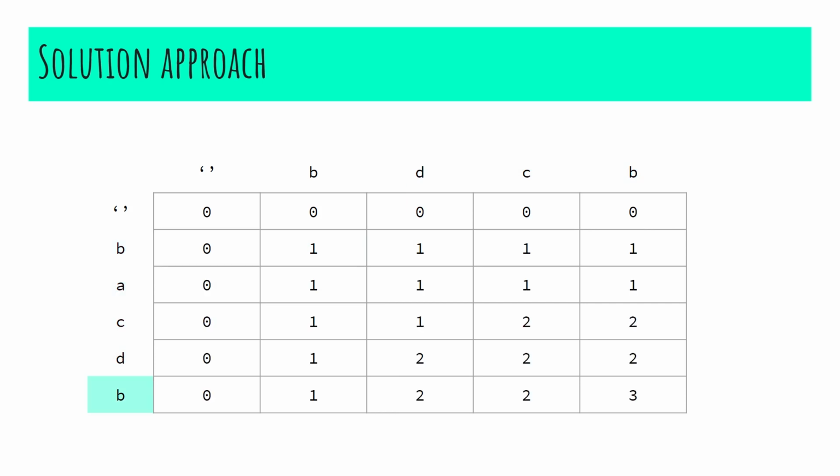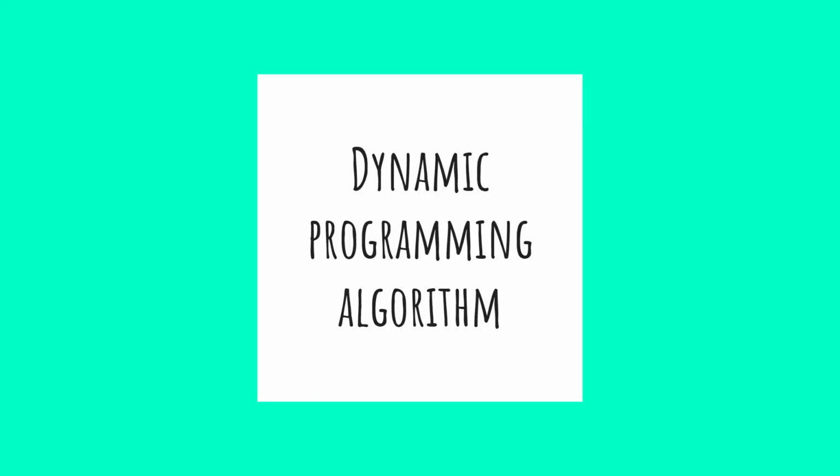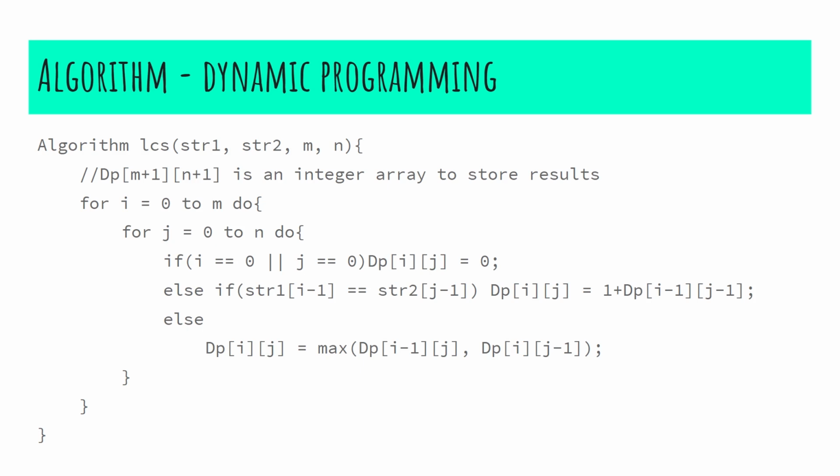And at last, the length of the longest common sequence is the value present in the last row, last column of the DP array. Now let's take a look at the dynamic programming algorithm. We will construct a DP array of m plus 1 rows and n plus 1 columns to store the result of the subproblems. We will then iterate through both the sequences from left to right.